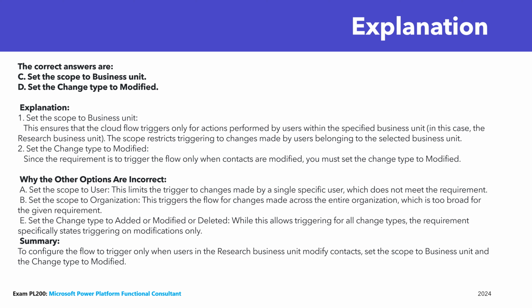E. Set the change type to added or modified or deleted. While this allows triggering for all change types, the requirement specifically states triggering on certain modifications only. Summary. To configure the flow to trigger only when users in the research business unit modify contacts, set the scope to business unit, and the change type to modified.